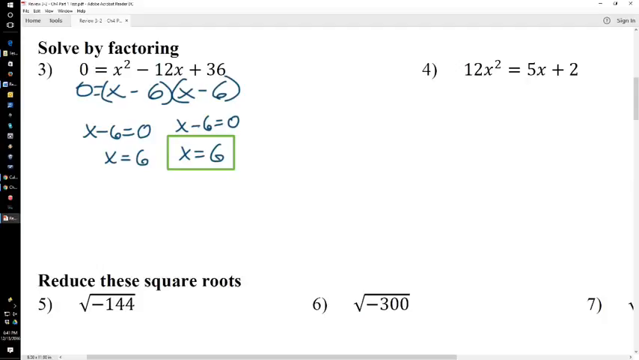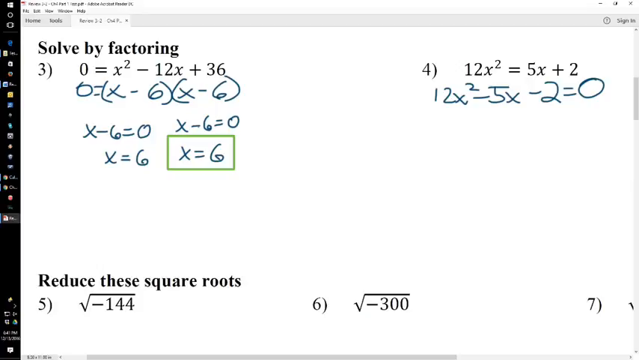Now for number 4, it's the same idea. We're going to factor it. But first thing we need to do is get everything to one side. So I like my x squares to be positive, so I'm just going to leave it on the left. So we've got 12x squared minus 5x after we move it over. Minus 5x. Move the 2 over, minus 2 equals, and there's nothing left over there, so there's a nice big 0.